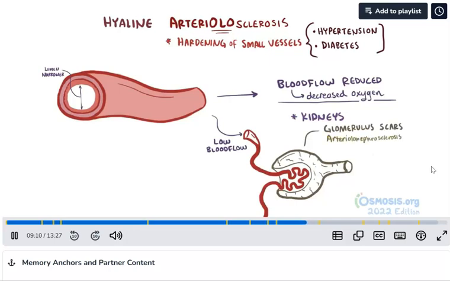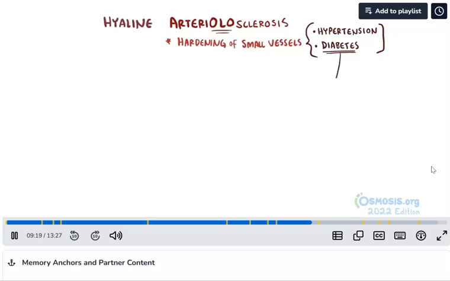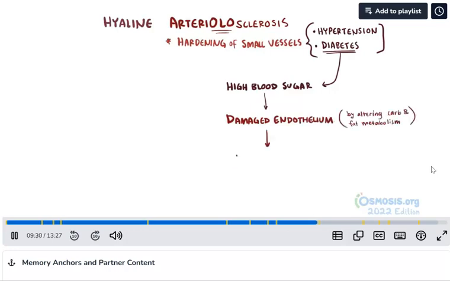If we don't do something to stop it, we'll see scarring occur to enough glomeruli that a person develops chronic renal failure. People with diabetes can have hyaline arteriolosclerosis through a different mechanism. Chronic exposure to high blood sugar can directly damage the endothelium, likely by altering carbohydrate and fat metabolism, which in turn damages the basement membrane of the blood vessels.